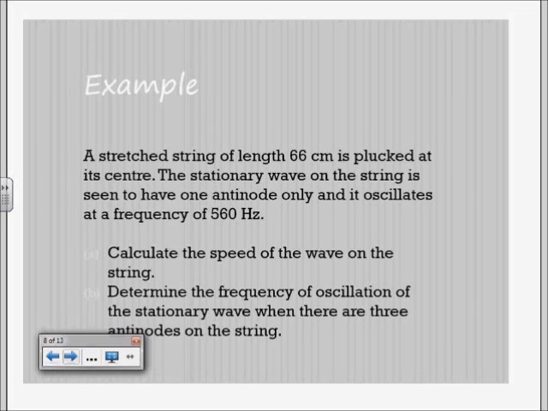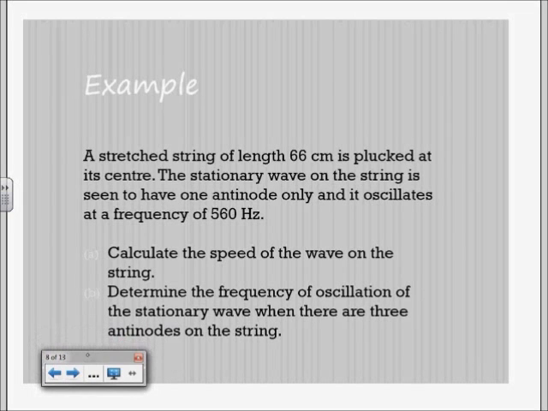All right, so here's an example. A stretched string of length 66 centimeters, plucked at its center. The stationary wave on the string is seen to have one antinode only, and it oscillates at a frequency of 560 Hertz. Calculate the speed of the wave on the string and determine the frequency of oscillation of the stationary wave.